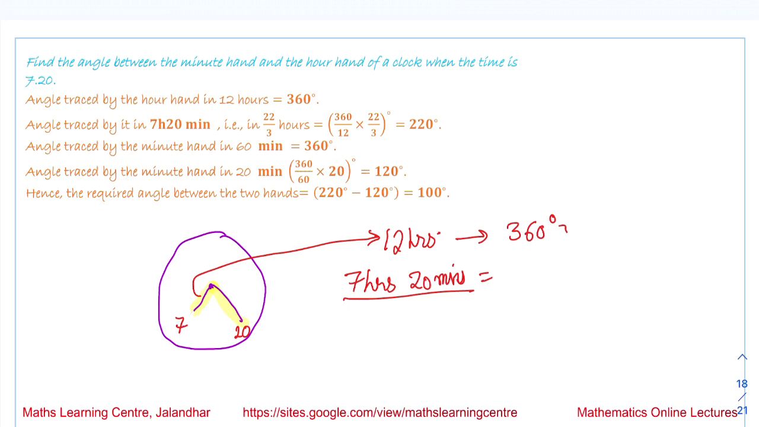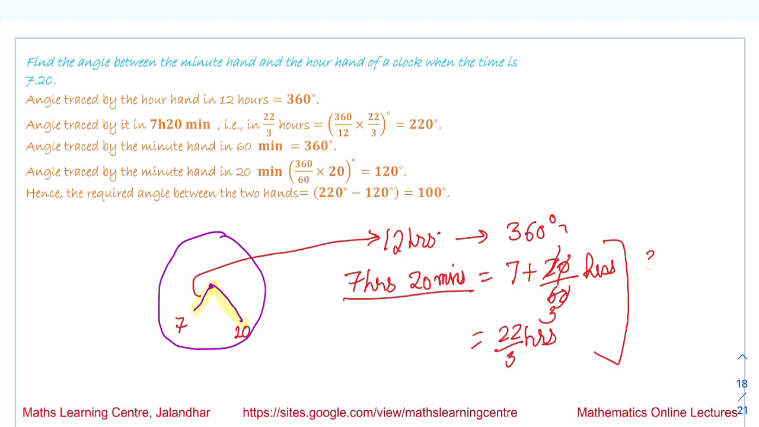How much is 7 hours and 20 minutes? It is 7 plus 20 by 60 hours, which is equal to 22 by 3 hours. So how much has it moved? It is 360 by 12 into 22 by 3, which is equal to 220 degrees. This angle over here is 220 degrees. This is our initial line over here. We are measuring in this direction, so it is minus 220 degrees.